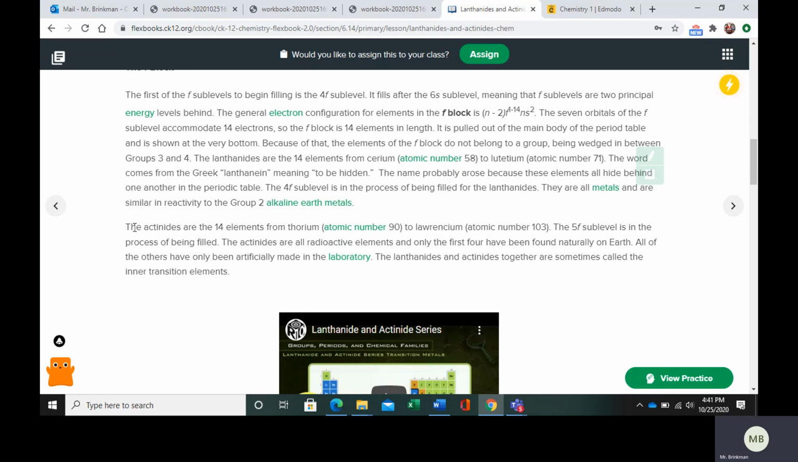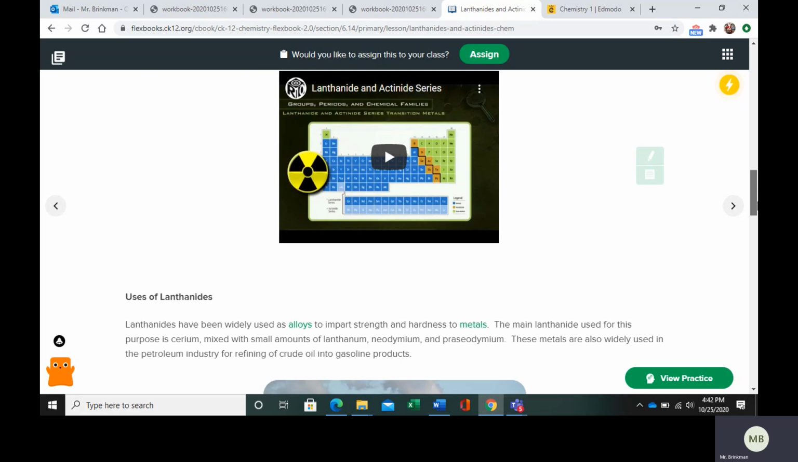The actinides are going to be the 14 elements from thorium, atomic number 90, to lawrencium, atomic number 103. So in this row, the 5f sublevel is being filled. All right. The actinides are all radioactive elements. Only the first 4 have been found naturally on Earth. All of the others have only been made in a lab. Sometimes the lanthanides and actinides are going to be called intertransition elements because of their unique filling of orbitals.